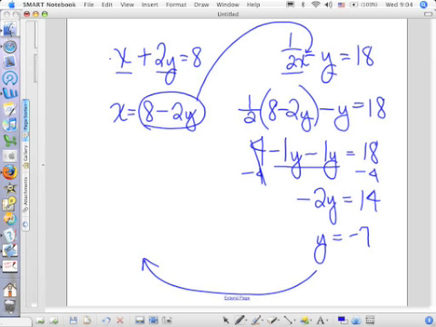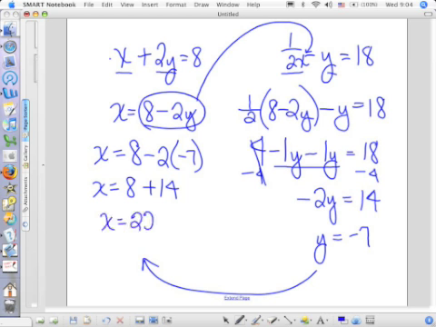So then I come back and I finish off here. If x is equal to 8 minus 2y, and y is negative 7, then x is equal to 8 plus 14, right? Because I do my multiplication first. So x has a value of 22.